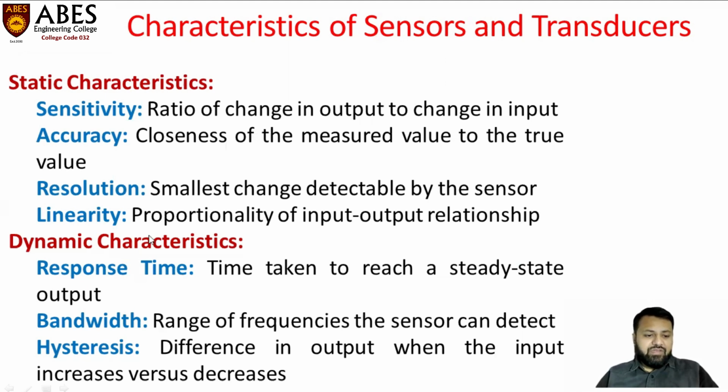A particular sensor, how much range of particular frequency it can detect is known as the bandwidth of that particular sensor. Now in the last, hysteresis is there, so it is nothing but the difference in the output when the input first increases and then decreases in the opposite direction. So what are the differences in the output? This is known as the hysteresis.